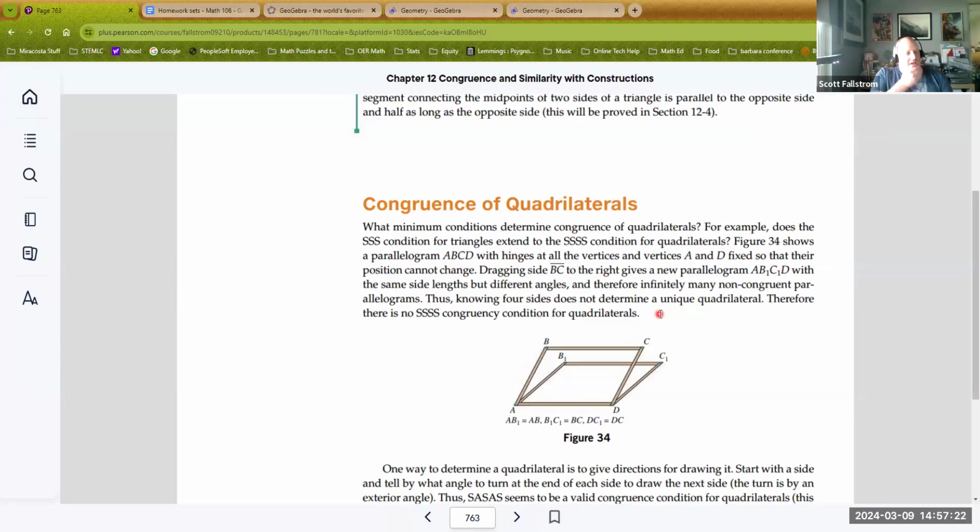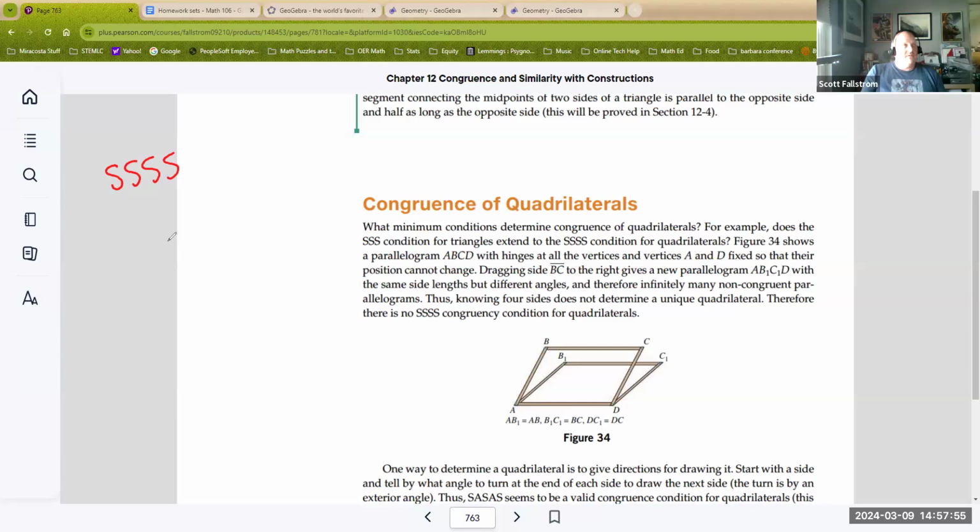All right. So we've talked about what makes triangles congruent. And there's four things: side, side, side; side, angle, side; angle, side, angle; and angle, angle, side. Those are your four. What's interesting is if we try to generalize, what does it take for a quadrilateral to be congruent? So that's a four-sided shape. And you might think, okay, what about side, side, side, side? If we have all the same sides, is that enough?